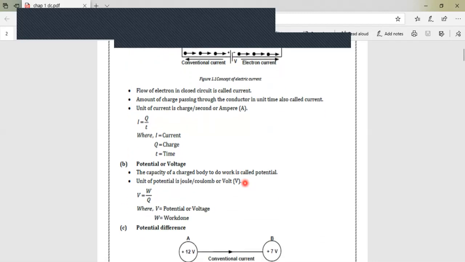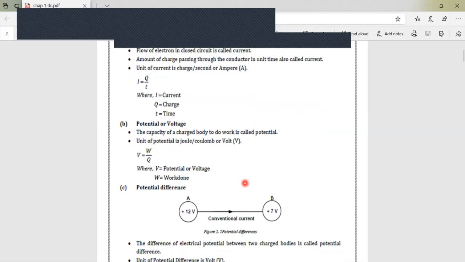Now, the second definition is potential. Normally we can define potential as the ratio of work done per charge. The unit of potential is volt. So potential V equals W by Q, where W stands for work and Q stands for charge.